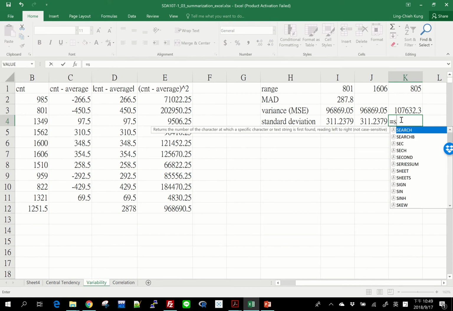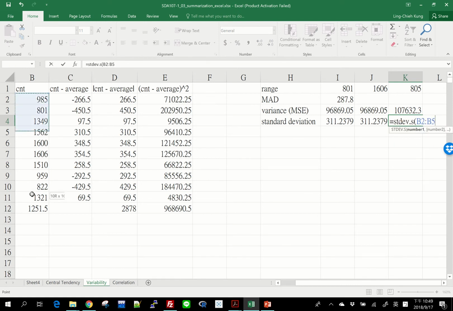So you also have stdev.s. And of course, if you select these 10 values, you expect the outcome to be the square root of the sample variance. So it's slightly larger, makes sense. Okay, so at this moment, please use the population version. But if in the future you know you are doing some kind of inference, then what you should do is to use the sample version. Thank you.